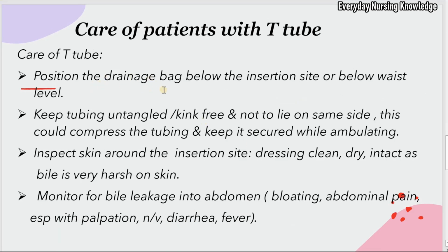You have to position the drainage bag below the insertion site or below the waist level. This is because T-tube drains by gravity. Keep the tubing untangled and kink free, and instruct the patient not to lie on the same side because this could compress the tubing and prevent drainage. Make sure the tubing and the bag are secured while ambulating to prevent dislodgement.